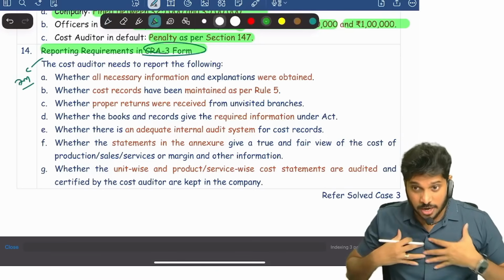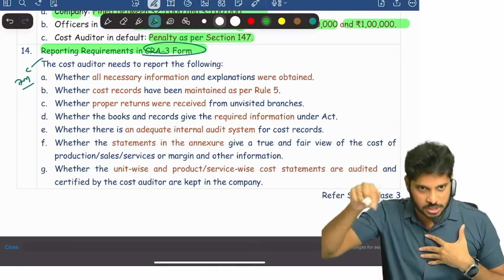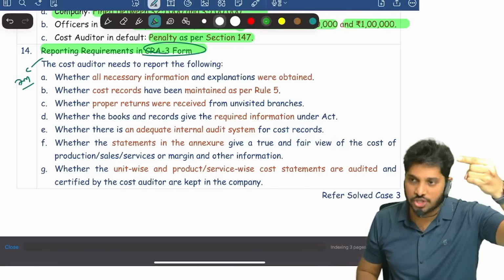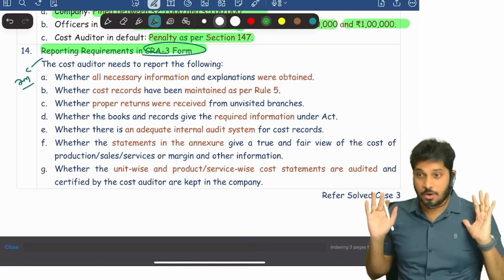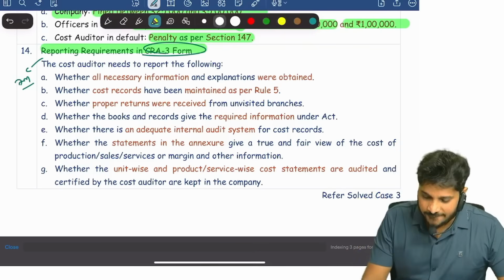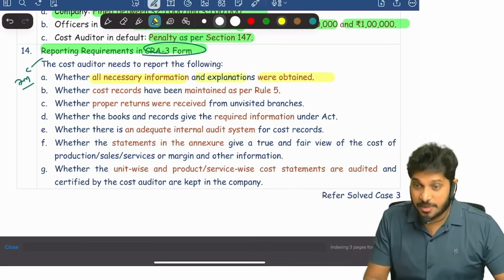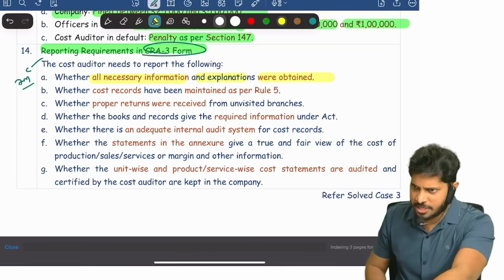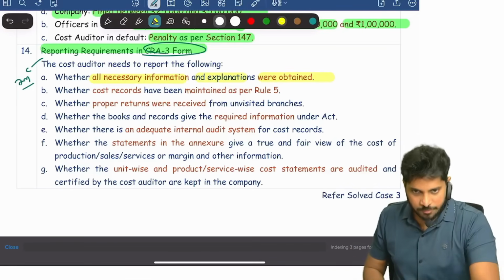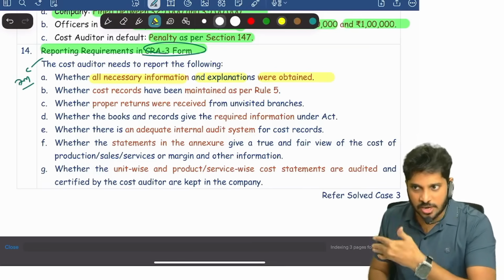You know, the cost auditor has to talk about these points in the cost audit report. In the cost audit report, the cost auditor has to talk about these 7 points. What are they? Whether all necessary information and explanations were obtained. Dear cost auditor, when you're doing cost audit, did the company give you all information? If positive, you got everything, say positive. If you did not get, say negative.